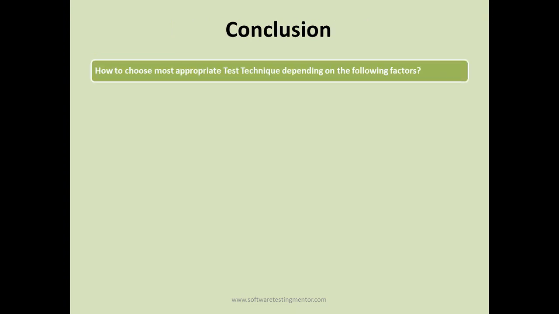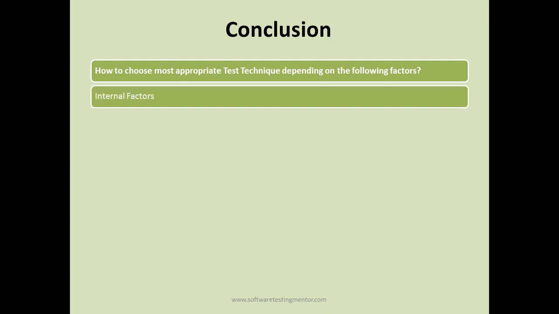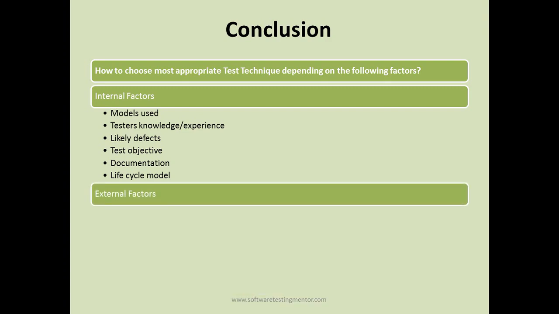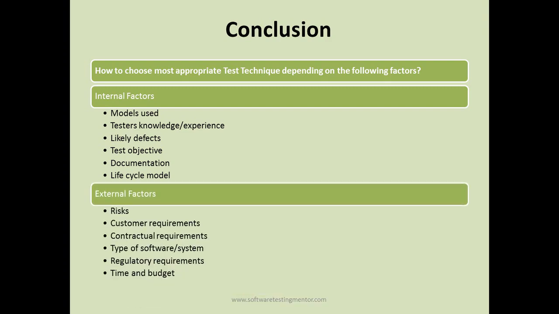So to conclude, in this session we learned how to choose the most appropriate test technique depending on the following factors. We saw some of the internal factors, which are models used, testers' knowledge and experience, likely defects, test objective, documentation and life cycle model. These were some of the internal factors which affect which test technique you need to choose. And then there are some external factors which affect the test technique.